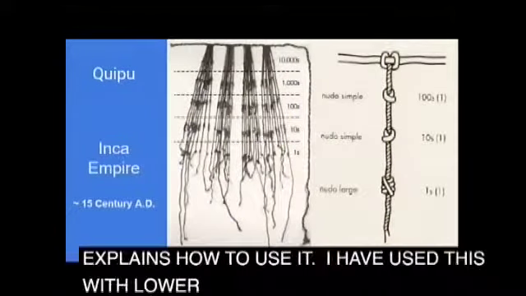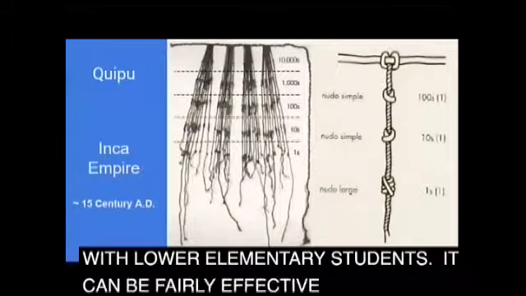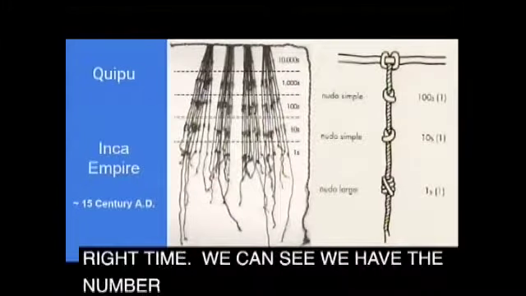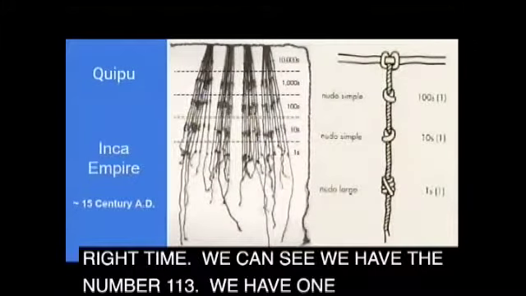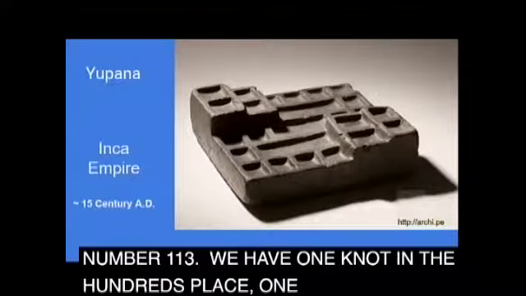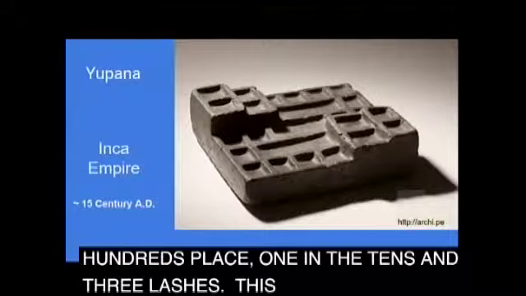So we can see here that we have the number 113. There's one knot in the hundreds place, one knot in the tens place, and you have 3 loops before it's knotted over there in the ones place. And this is also from the Inca Empire. This is a yupana. While the quipu was used for record-keeping purposes, the yupana was actually used for calculations.